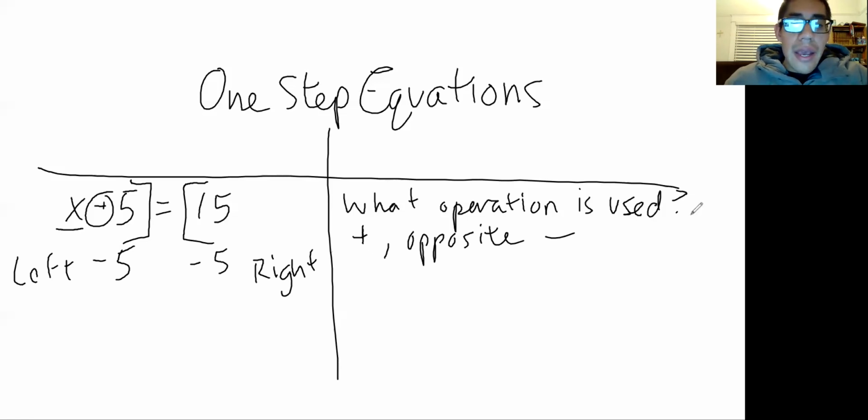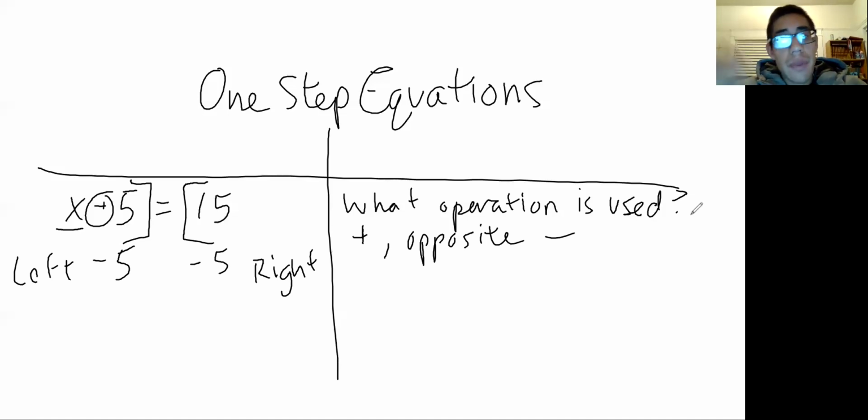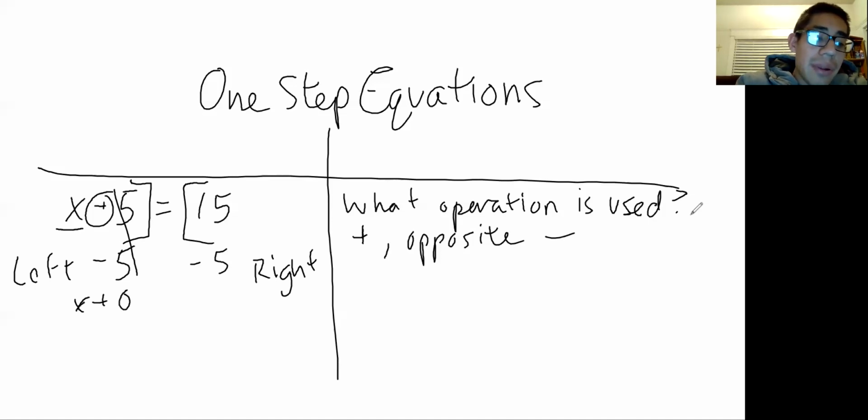Whatever we do to the left side, we do to the right side. So in this case, I'm going to subtract 5 from the left side of the equation, and I'm also going to subtract 5 from the right side of the equation. So here, this is going to cancel out because 5 minus 5 is 0. So really, I have x plus 0 is equal to 10.